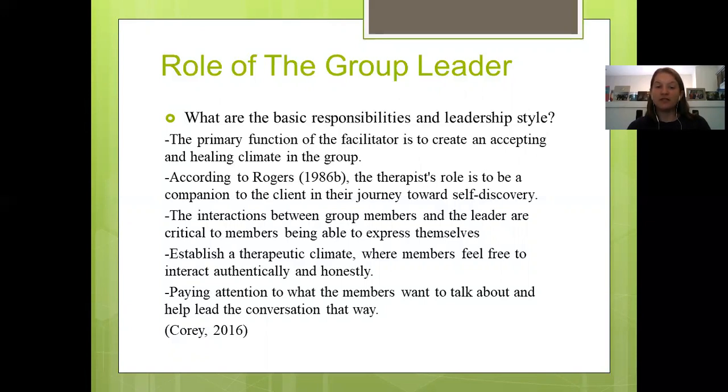The leader establishes a therapeutic climate where members feel free to interact authentically and honestly. The leader pays attention to what the members want to talk about and can help lead the conversation in that direction if they are having a hard time getting there.